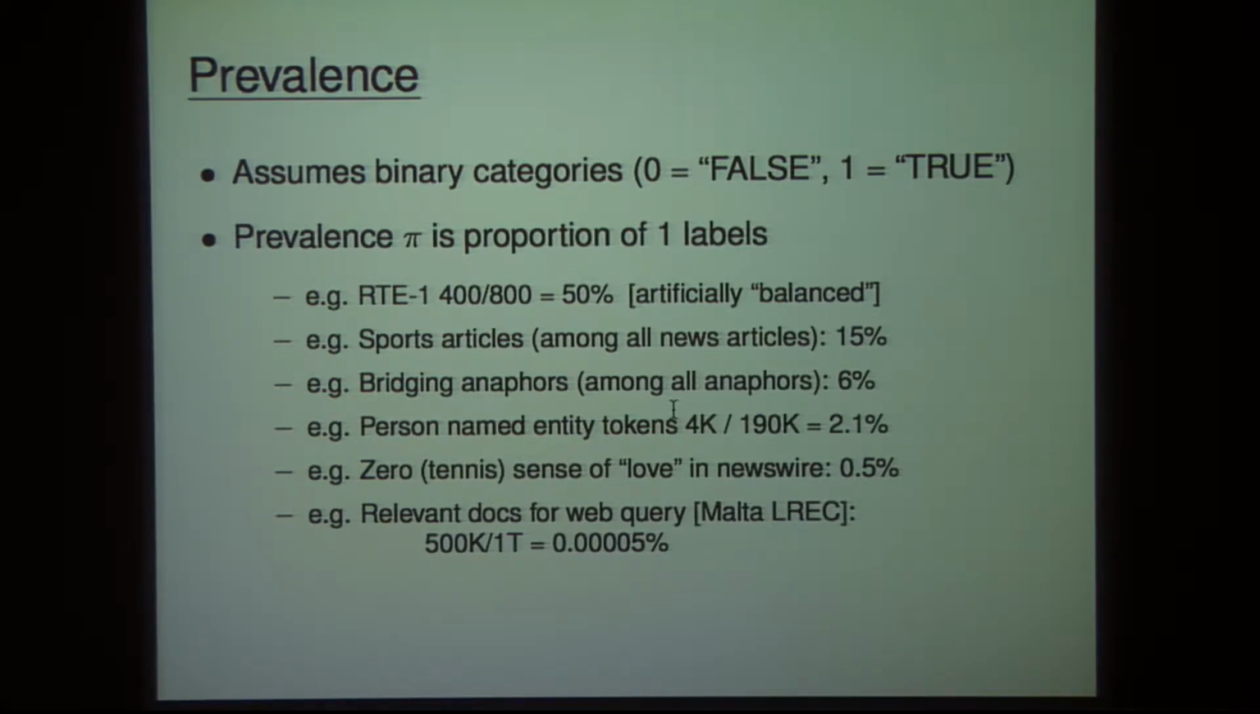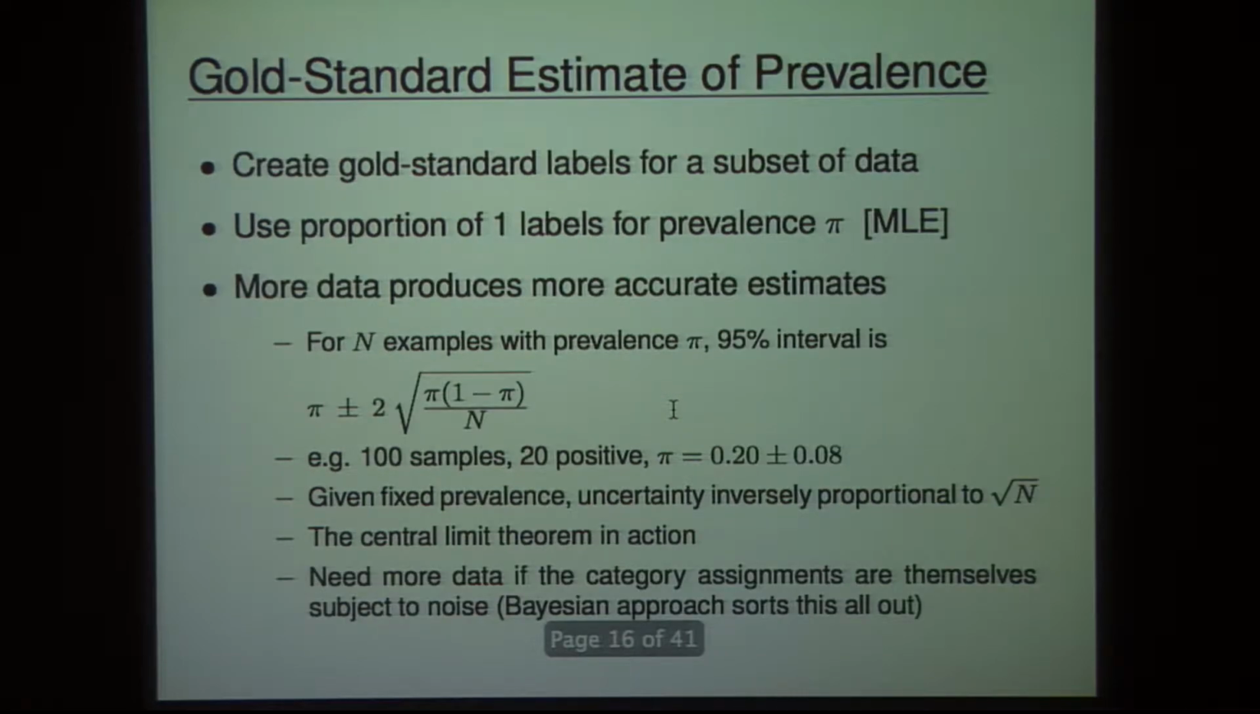The relevant docs for a web query out of the trillion or so docs that Google says it indexes, it says it gets 500,000, but that's probably an overestimate because they have to kind of fiddle to get those. I originally made this slide for Elric.